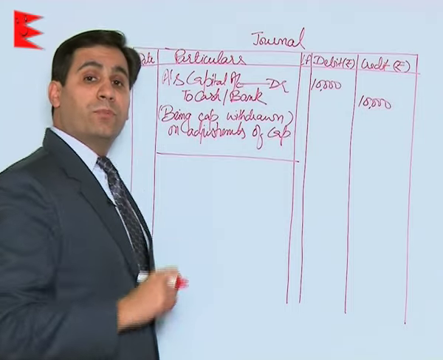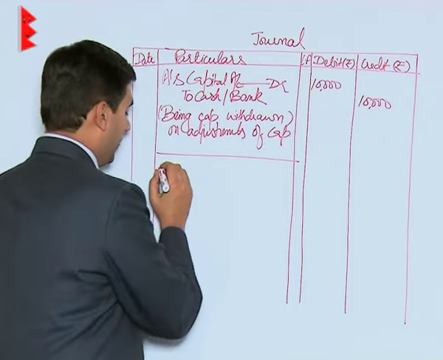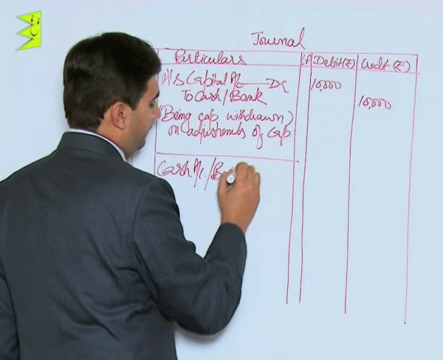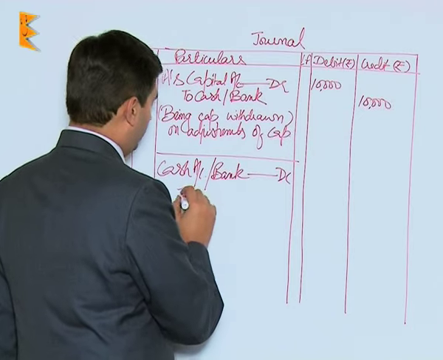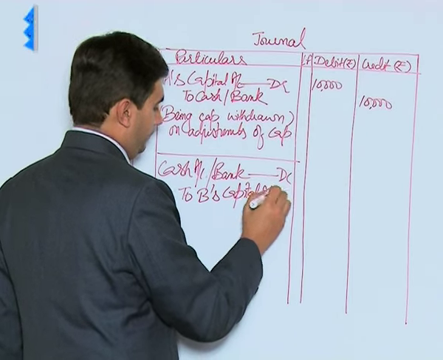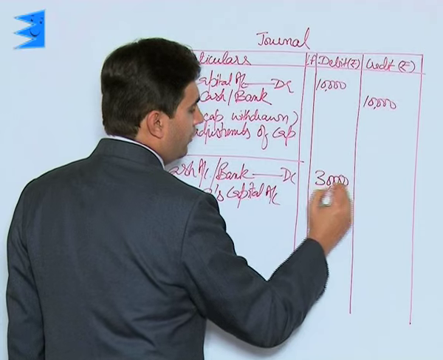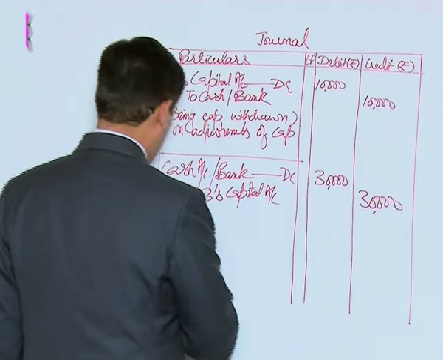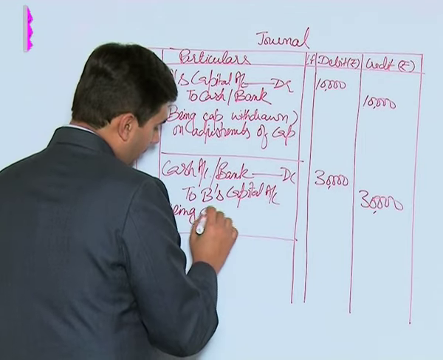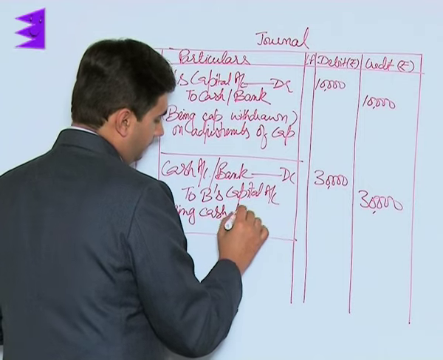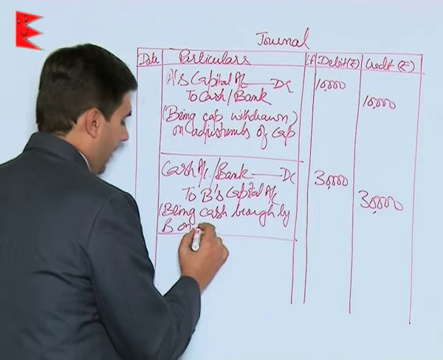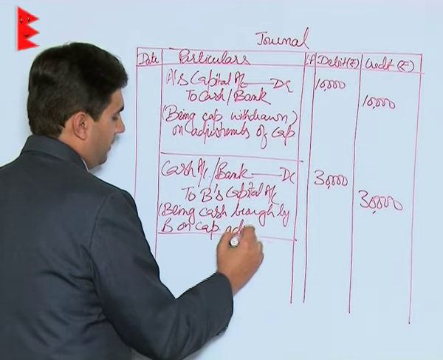Similarly, B was supposed to bring in 30,000. So the entry would be cash account or bank account debited to B's capital account, and the amount that he is supposed to bring in is equal to 30,000. That is, being cash brought in by B on capital adjustments.